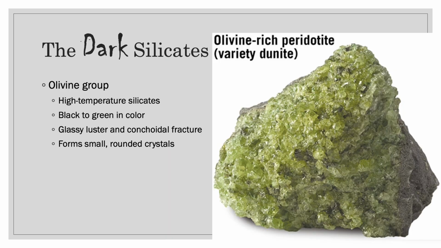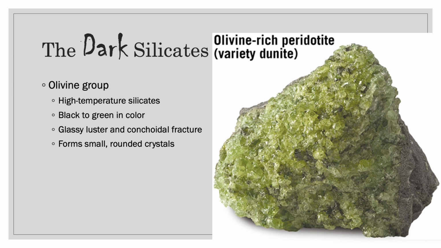Moving on to the dark silicates. These silicates are, as the name implies, the sorts of minerals that you're more likely to find in darker rocks, and that you're more likely to find in basalt. And you may find some of these minerals in oceanic crust as well as continental crust.